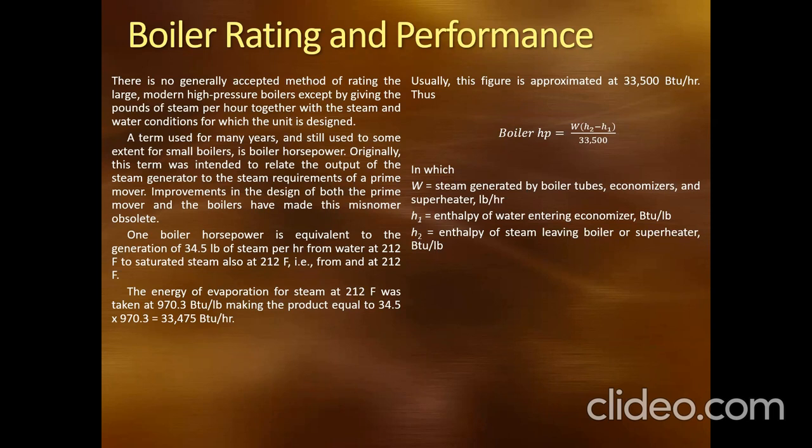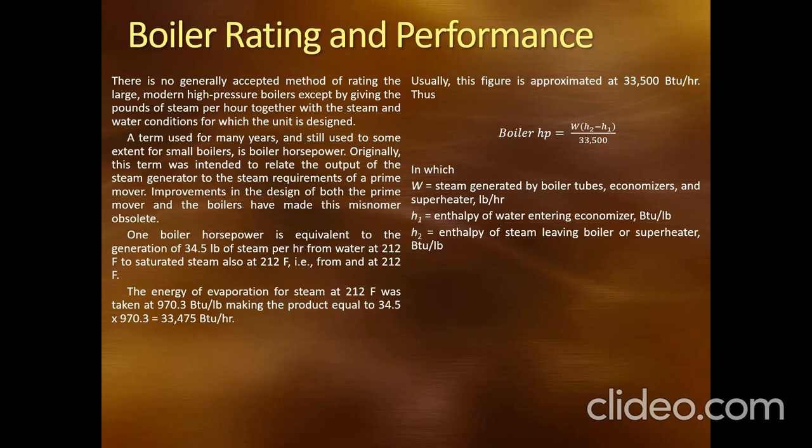Okay. The energy of evaporation for steam at 212 Fahrenheit was taken at 970.3 BTU per pound, making the product equal to 34.5 times 970.3 or 33,475 BTU per hour. Usually, this figure is approximated at 33,500 BTU per hour.